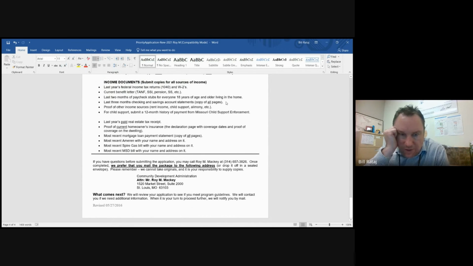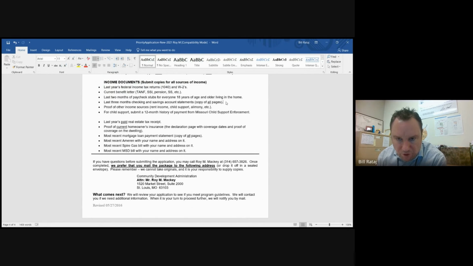But we do need this: if you have more than one checking account, you need to provide both checking account statements. And what I tell folks they can do for privacy and security is take a black permanent marker and cover out your bank account number. We don't need that information. We don't want that information. But again, we are required to have copies of your bank statements.